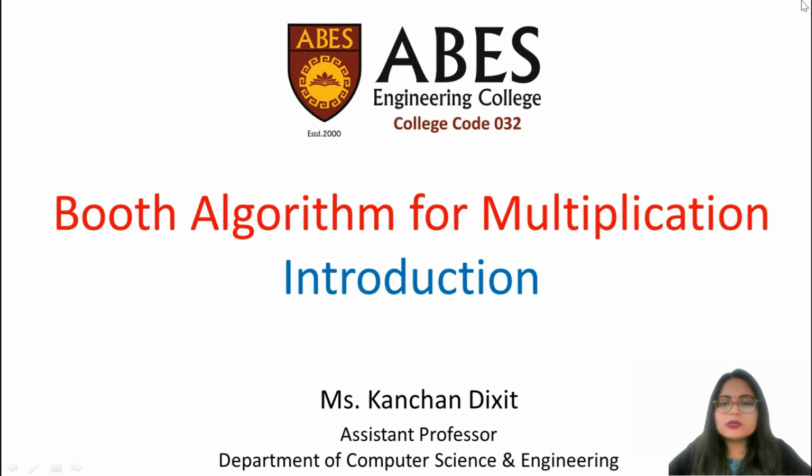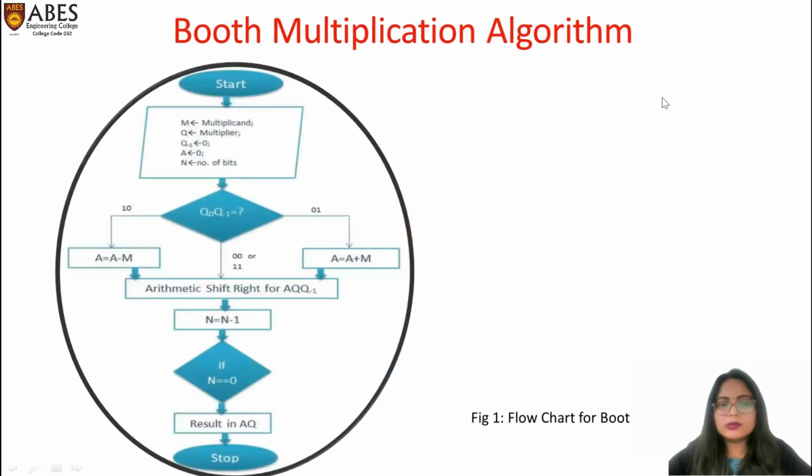There is also a simple multiplication algorithm, but Booth's algorithm is different because it uses 2's complement when it finds the combination of 1 0. This is how Booth's algorithm works for multiplication in an efficient way. Now I can say this is the flowchart for the Booth algorithm.